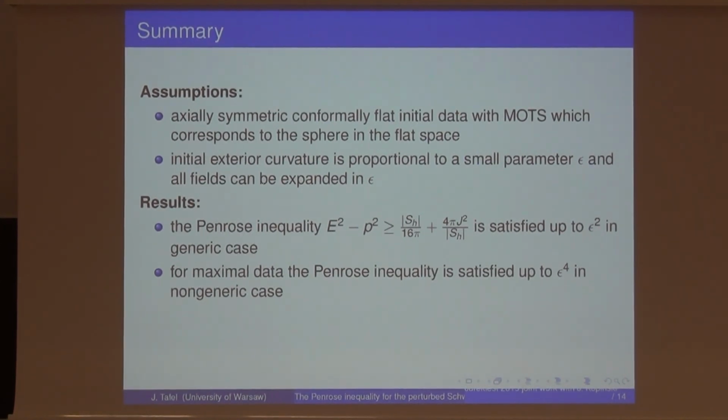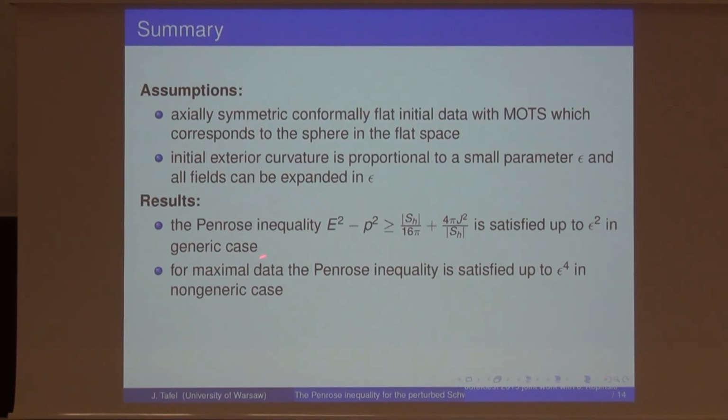Yeah? In the generic case, generic means when at least one moment is different from zero. This is our definition for the purpose of this paper. For maximal data, we can also prove the Penrose inequality in the non-generic case. So if all moments, quadrupole and higher moments of this X vanish, we really can pass to the third and fourth order, as needed, and we prove the Penrose inequality. In the case of non-maximal data, this seems to be too difficult, and we cannot do this now, but we believe in it.